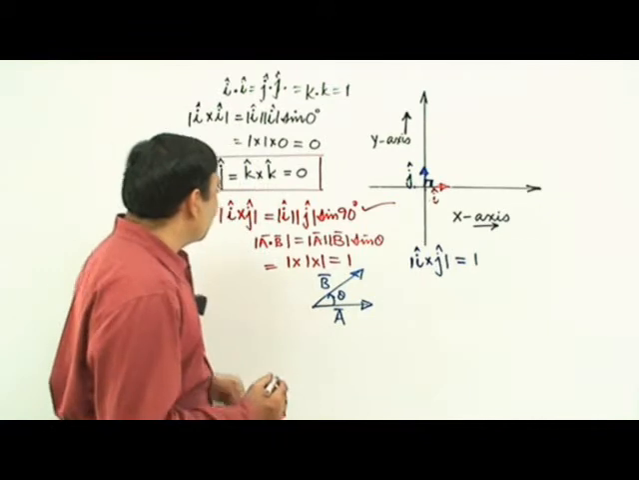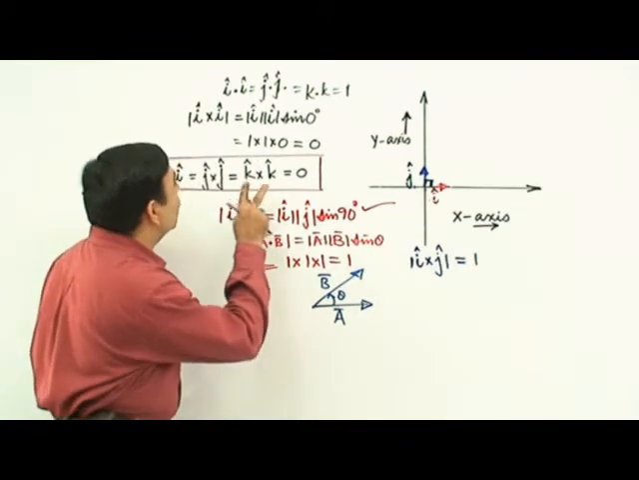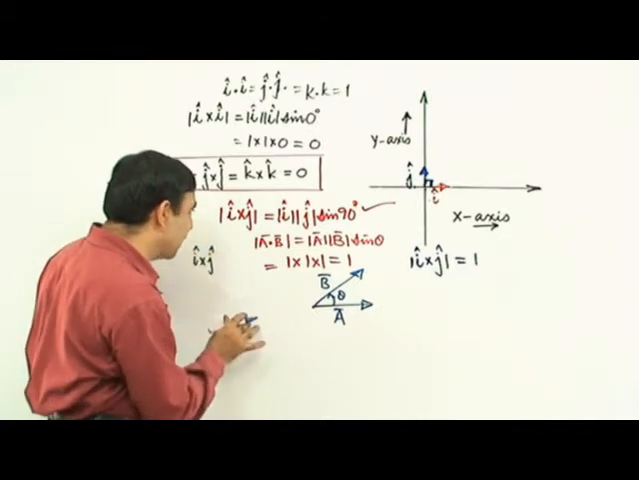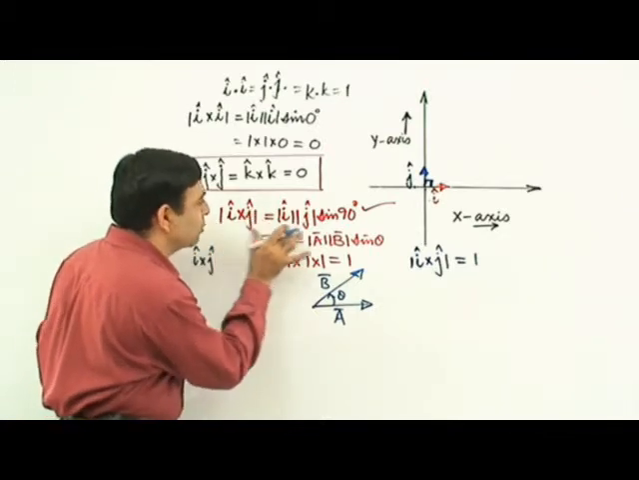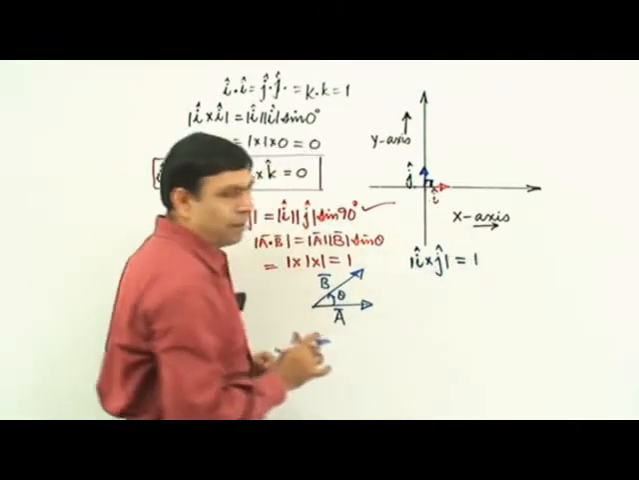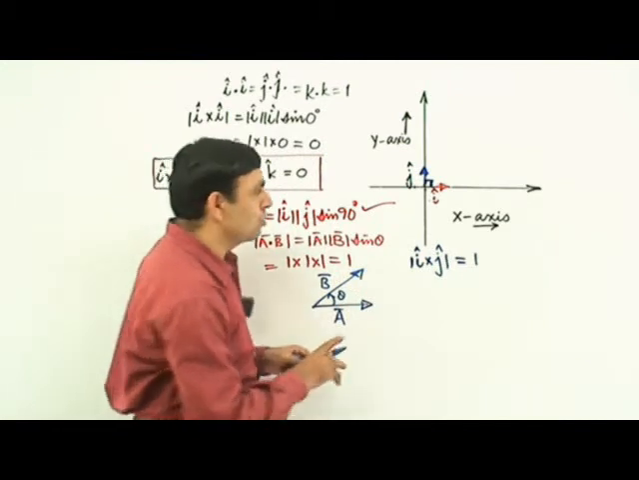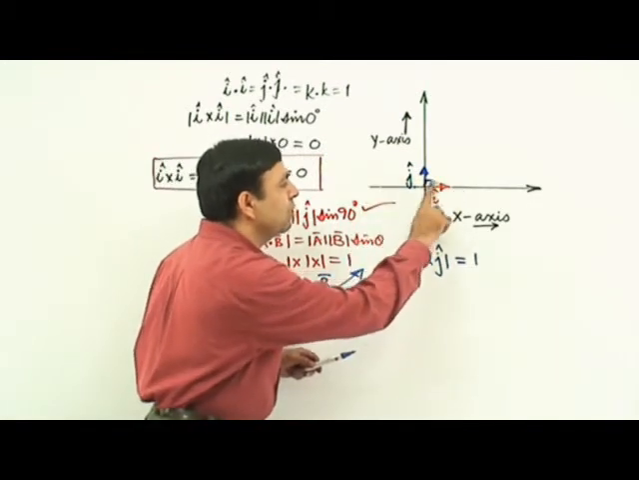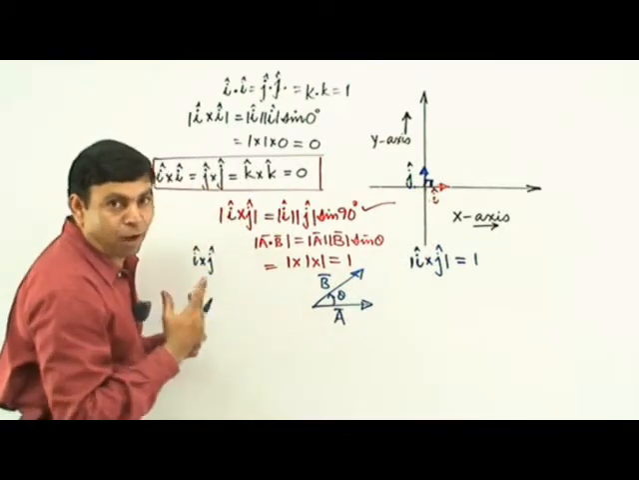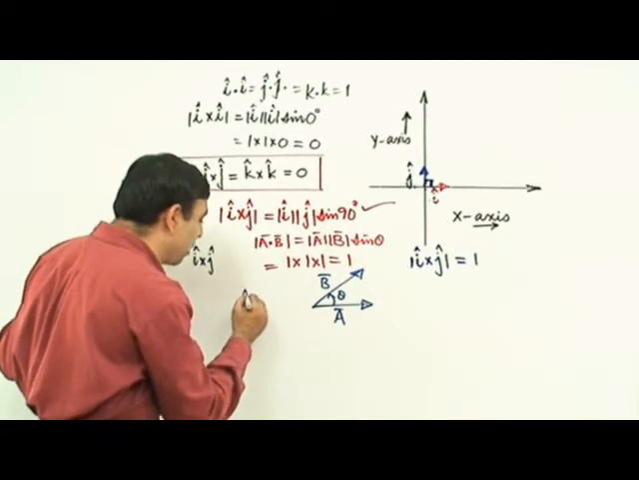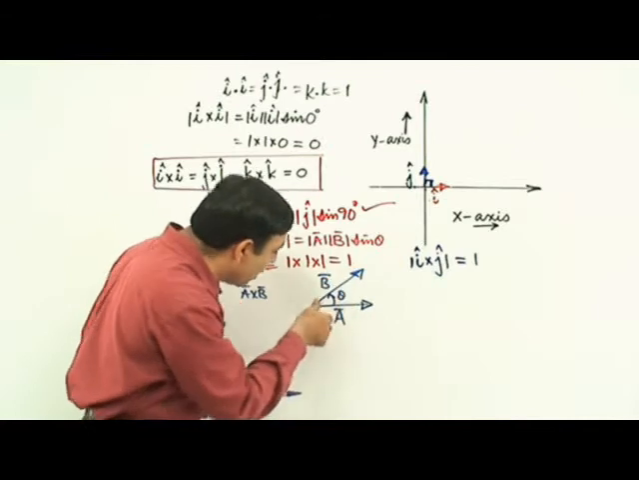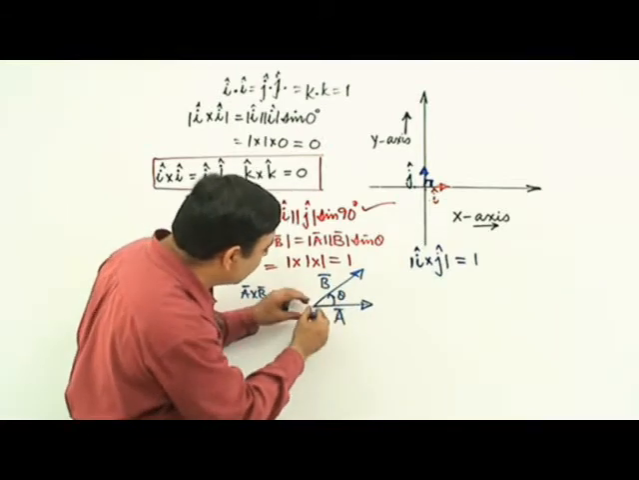We know i cross j is a vector, so it should have both magnitude as well as direction. We already got the magnitude of i cross j as 1, so i cross j is a unit vector. Now let us get the direction of i cross j. You know i is towards the positive x direction and j is towards the positive y direction. You already know how to get the direction of A cross B. If A and B are in the plane of the board as shown here, A cross B is anti-clockwise, out of the board towards you.